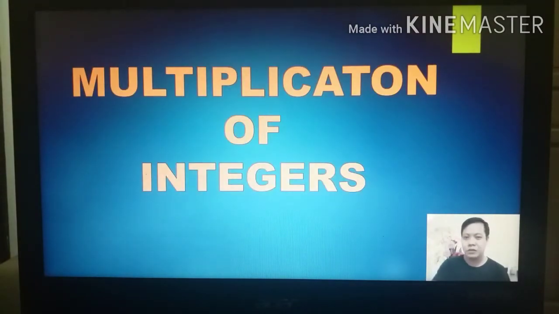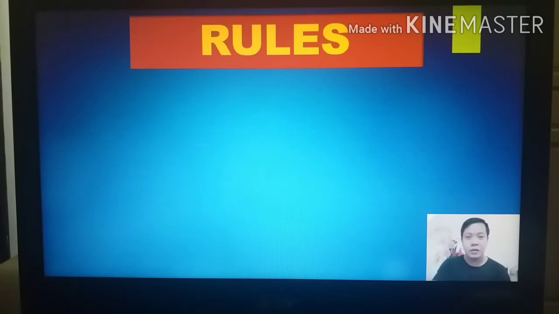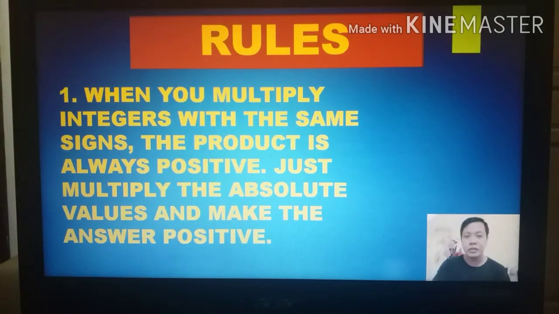Hello. Our today's lesson is about multiplication of integers. So what is important in this lesson? Of course, you need to know what are the rules. So the rules are, first, when you multiply integers with the same signs, the product is always positive. Just multiply the absolute values and make the answer positive.